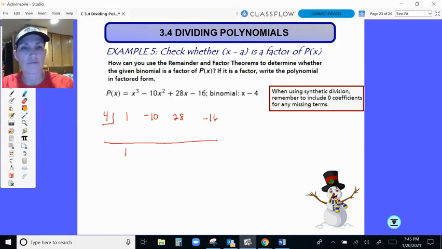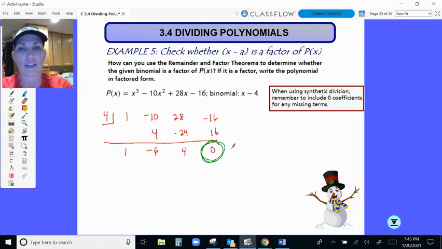Drop down my 1. 4 times 1 is 4, and negative 10 plus 4 is negative 6. 4 times negative 6 is negative 24. Add these two together, I get a positive 4. 4 times 4 is 16, and we get a 0. And so this right here is beautiful. Okay, so that means yes, x minus 4 is a factor.